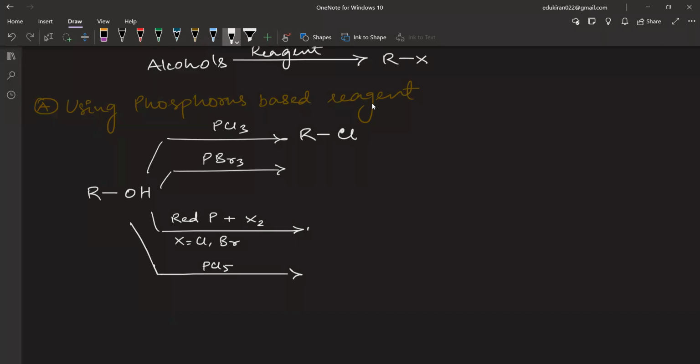Leave the third one. Do it for the second and the fourth one. The third one will be RX, as simple as that, and the X will depend on whether you are using chlorine or Br2. This will be RX in general.